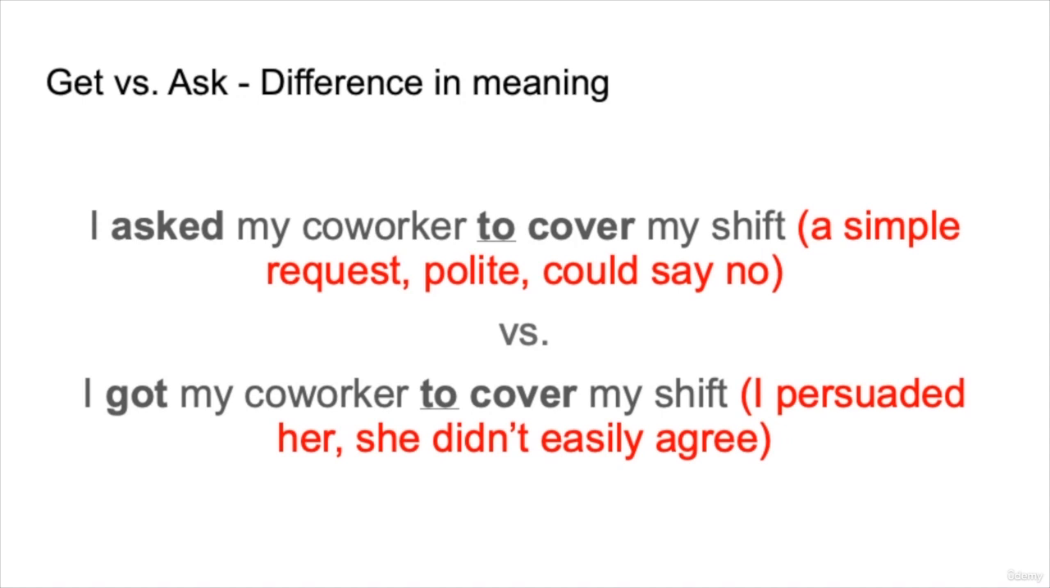So let's compare these 2 sentences that are basically the same. I asked my coworker to cover my shift. This was a simple request. It was polite. My coworker could say no to this request. I got my coworker to cover my shift. Maybe my coworker didn't really want to cover my shift, but I persuaded her. It wasn't an easy agreement, but eventually I got her to cover my shift.